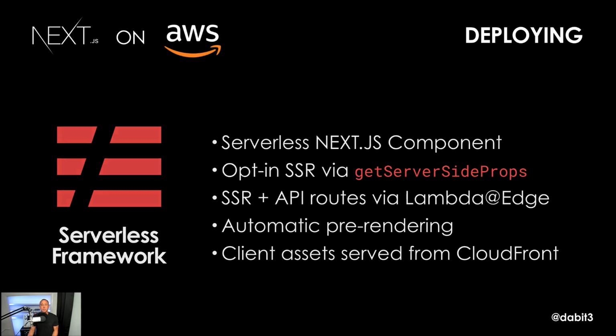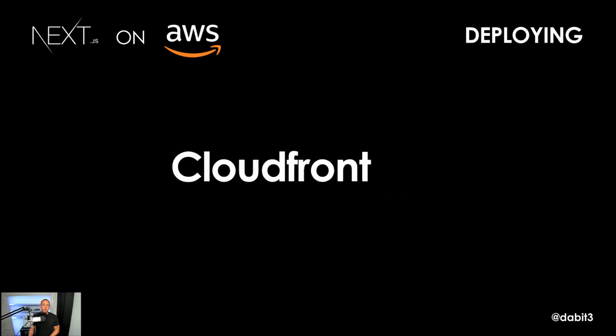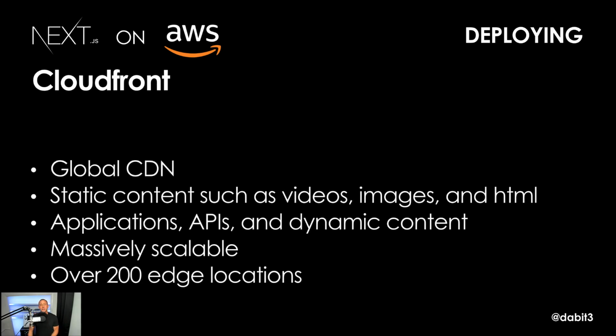Cloudfront is a managed service from AWS that is a global CDN. It allows you to serve static content like videos, images, and HTML, as well as dynamic content like APIs. And there are currently over 200 edge locations, and these edge locations are increasing in number all the time. So, a few years ago, it was less than 100. Now we're at over 200.